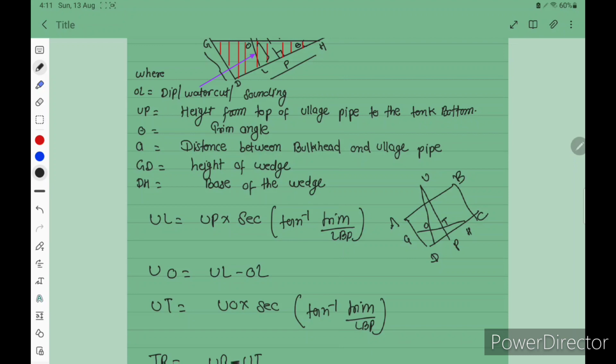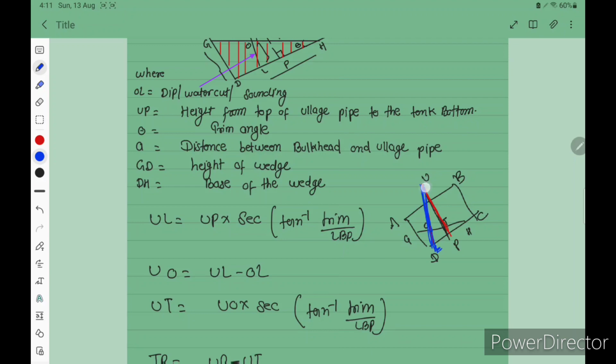Okay, so in the wedge calculation, UP is always given and OL is given. These two things we already know. We have to first find UO. To find that, we have to first find UL. This one, we have to first find out UL.